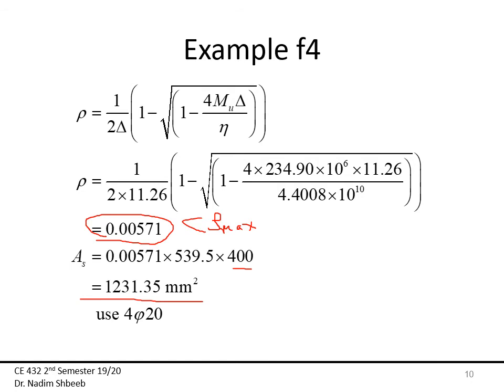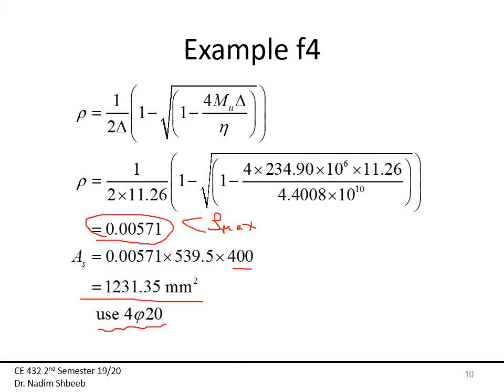1231.35 millimeters square. Again, going back to that table that I showed you before, the closest one to me would be 4 phi 20. Okay, now before we finish our solution, which is obviously check, there's another way of doing this, and we call that the iteration method.